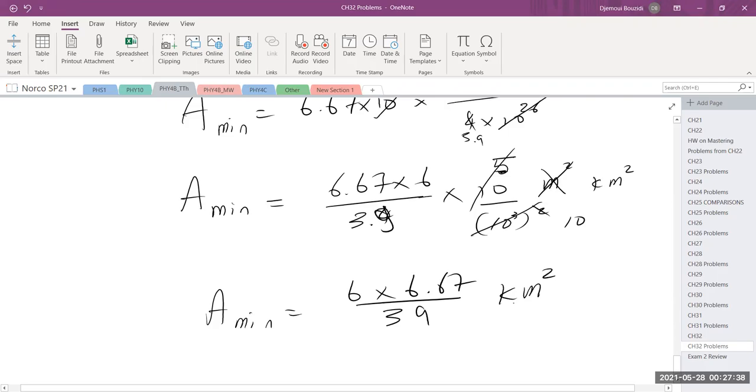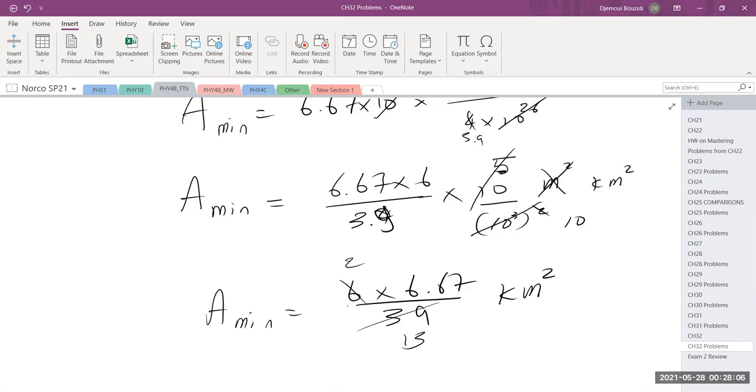I know I'm manipulating a lot of powers, and this is really what I want you to take from this class too, how to play around with the powers, because it's much easier for me to punch in the calculator 6 times 6.67 divided by 39. And even the 39 and the 6, I can simplify them to some extent. This is 13 and this is 2, okay? So I could do that mental math if you wish to make the punching as easy as possible for me, not to make a lot of mistakes.